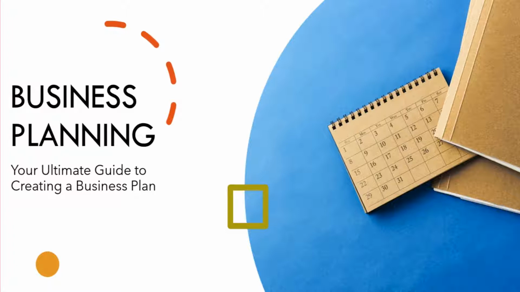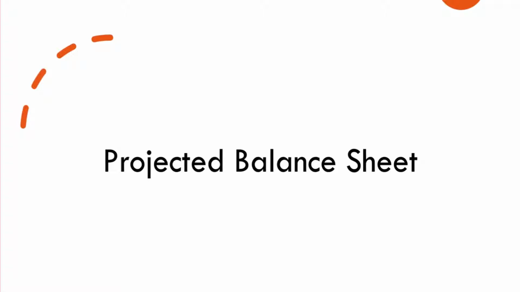This is your ultimate guide to creating a business plan. In the previous video, I went through projected profit and loss statements. In this video, I'm moving on to projected balance sheets. The balance sheet lists a company's assets, liabilities, and equity. It basically shows what a company owns and what a company owes.